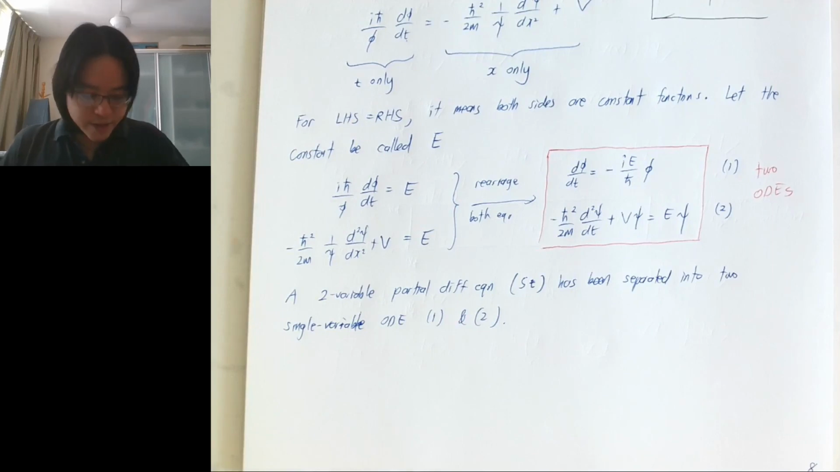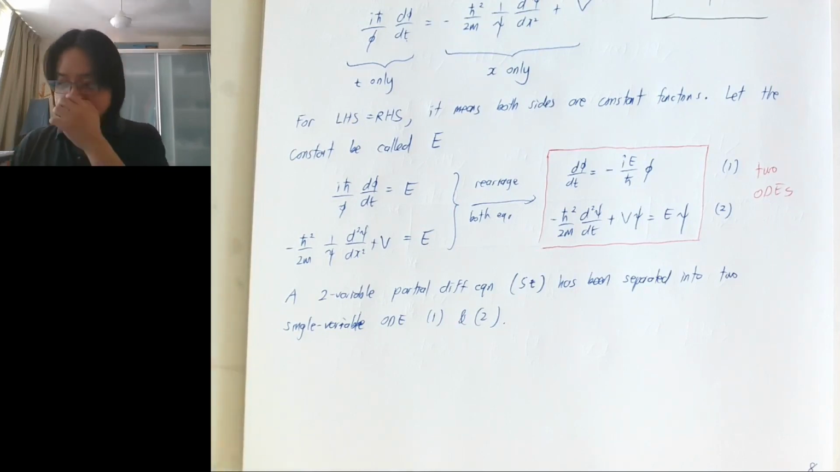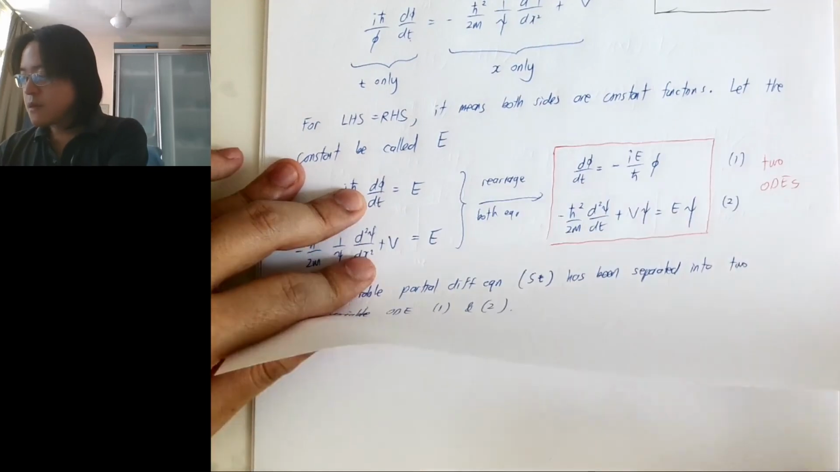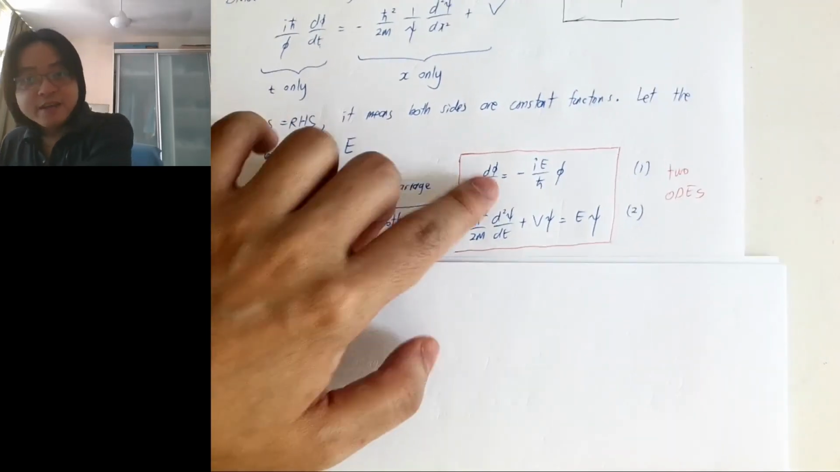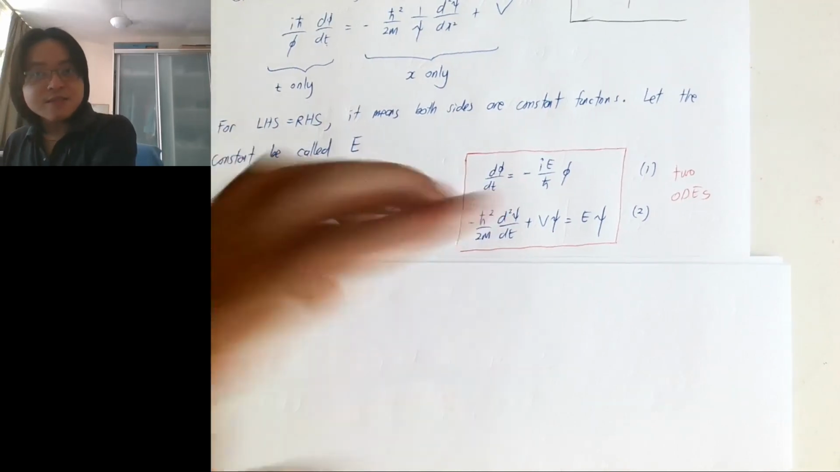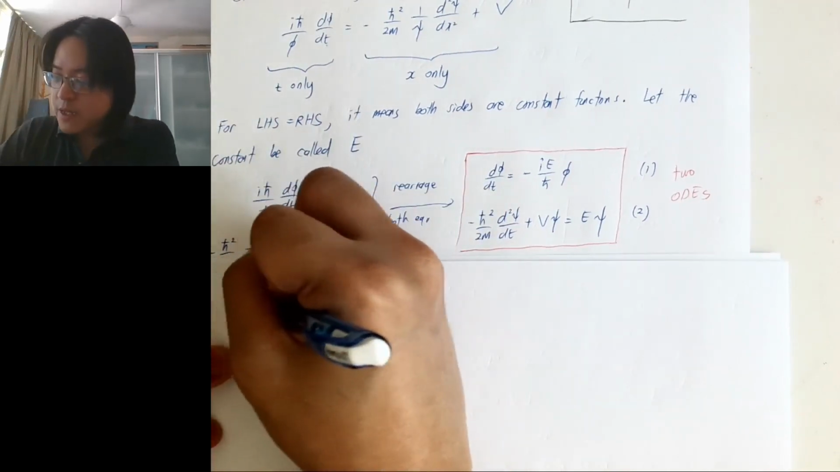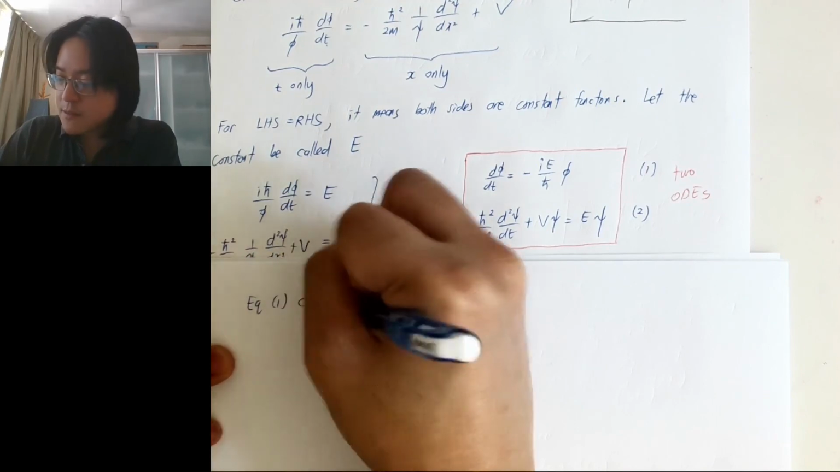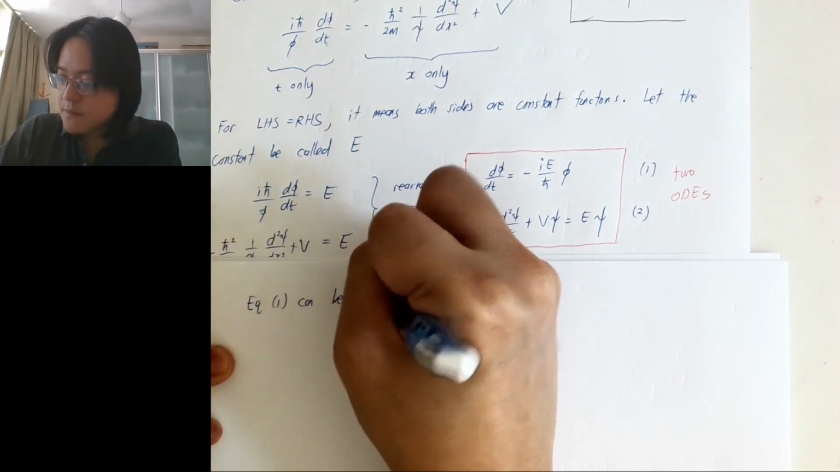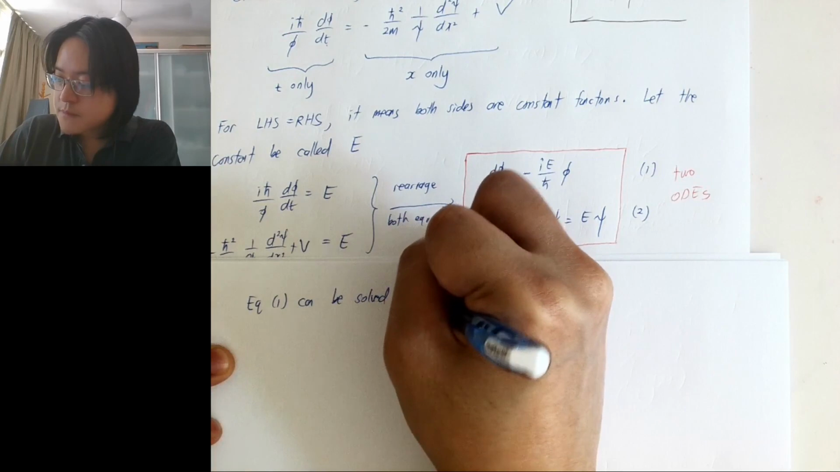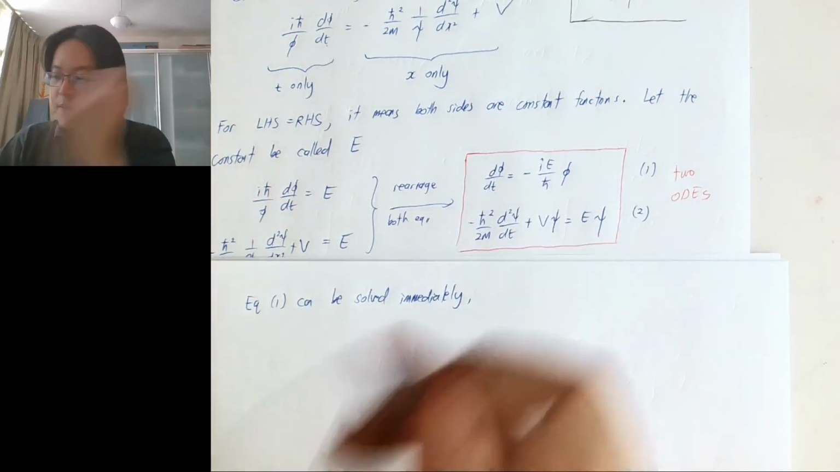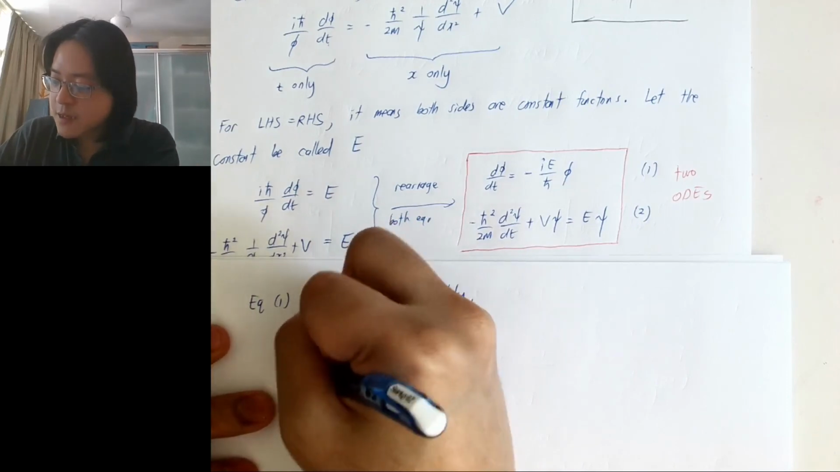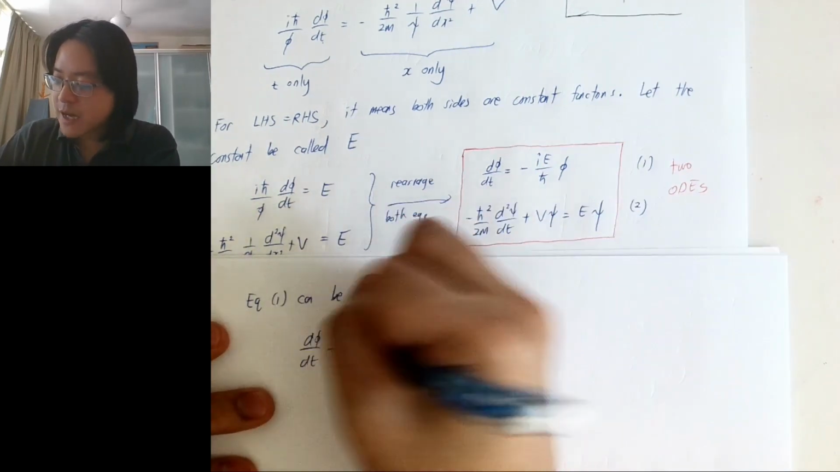Okay, what time are we at now? Well, we have about 2 minutes left. But actually, we have separated into two ODEs. In fact, this one is a simple equation, so equation 1 can be solved immediately. That is pretty amazing because we haven't even specified what the system is yet, but we can already solve half of the problem, right?